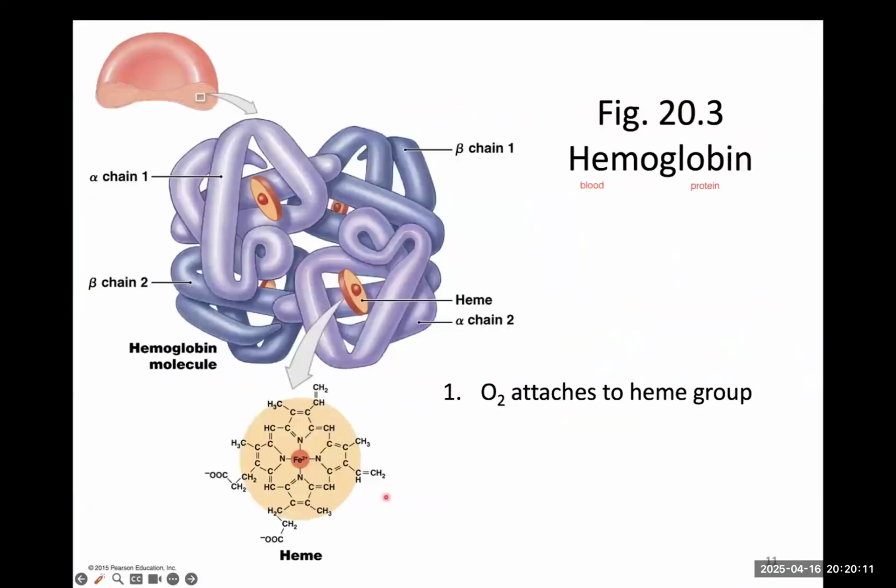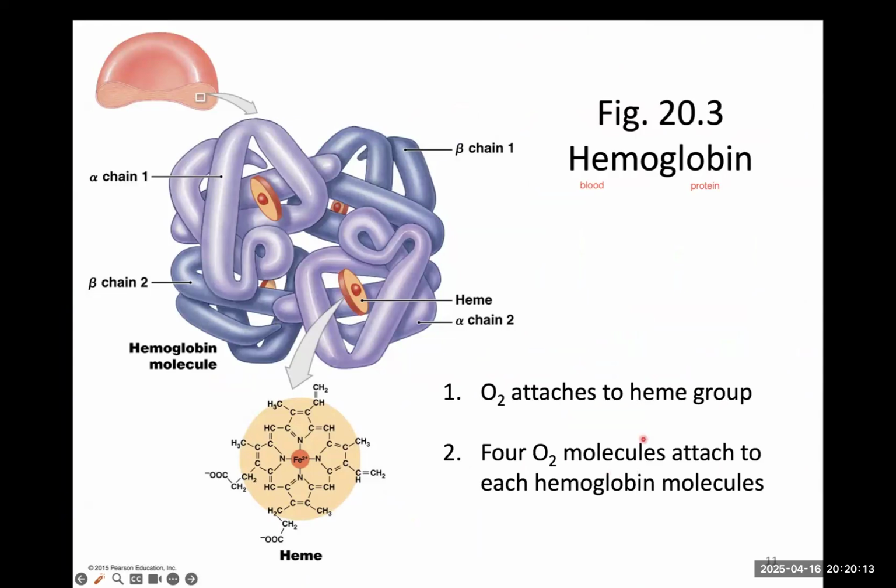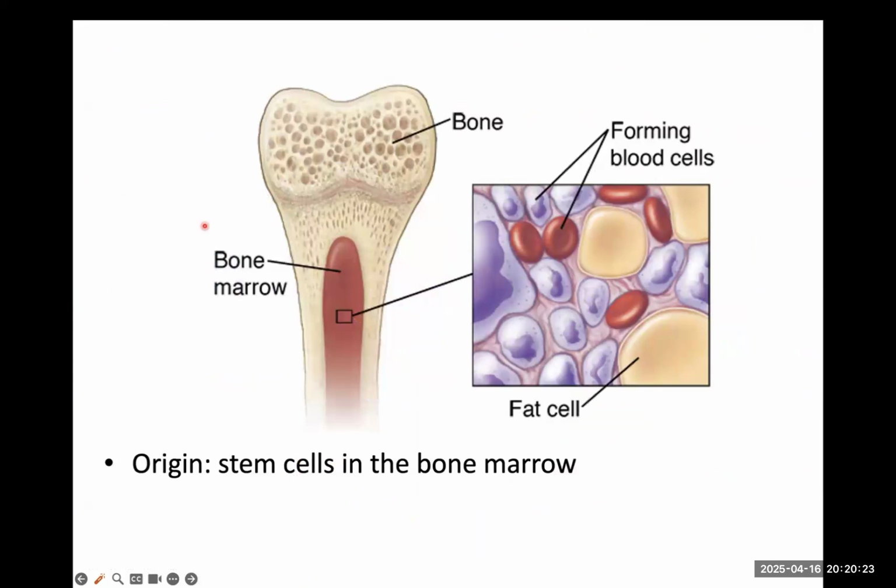All right. So O2 attaches to the heme group, and therefore O2 molecules attach to each hemoglobin molecule. All right, so where does it come from? The origin of erythrocytes is in the bone marrow. Bone marrow has the stem cells that are blood-forming cells, and we call them adult stem cells. In humans, the lifespan of a red blood cell is 120 days.